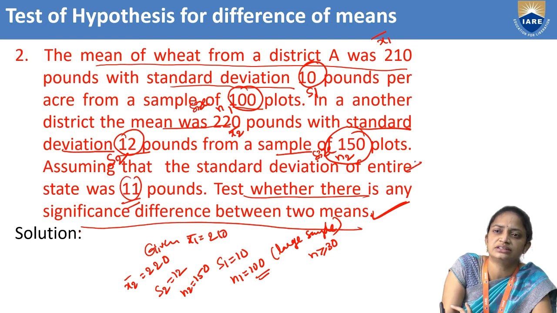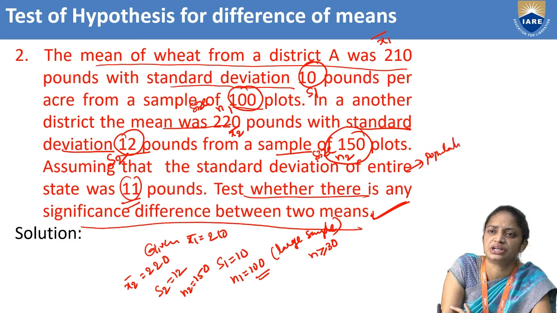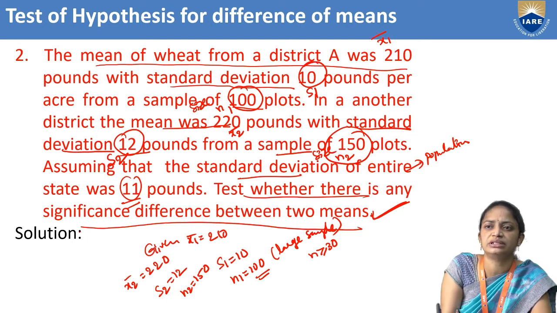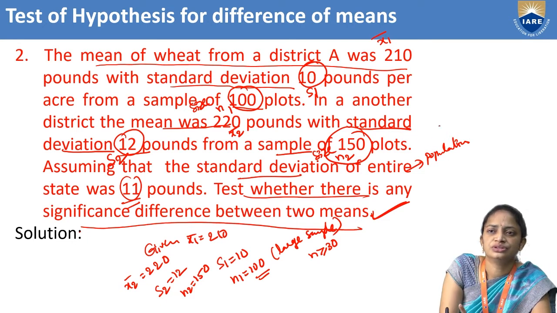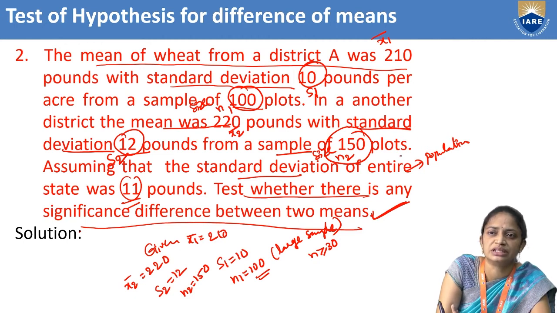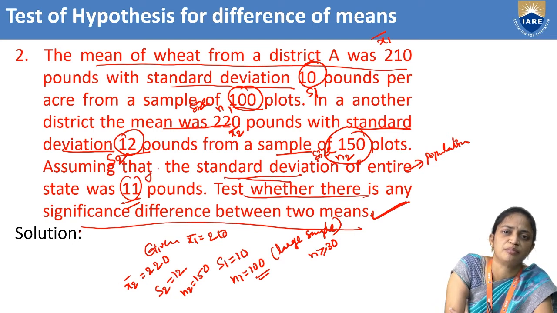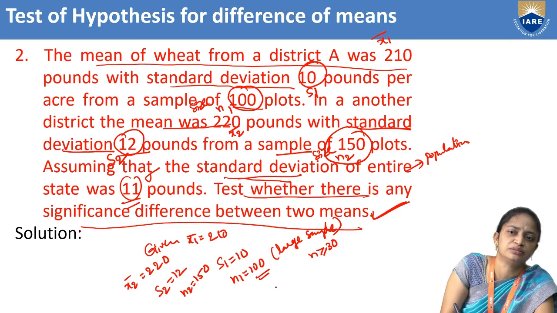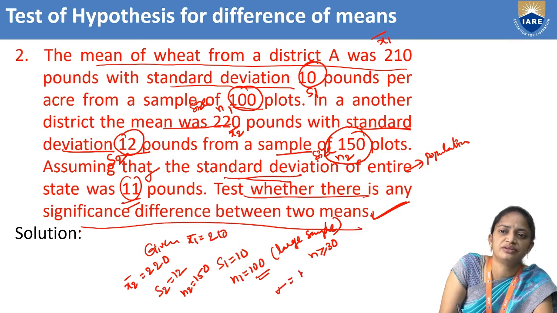So, assuming that the standard deviation of the entire state was 11 pounds. The entire state is nothing but the population. The entire state means a huge collection of objects, and a collection of objects means population. So that's why this is the population standard deviation. Population standard deviation is denoted with sigma. So they have given that sigma equal to 11.